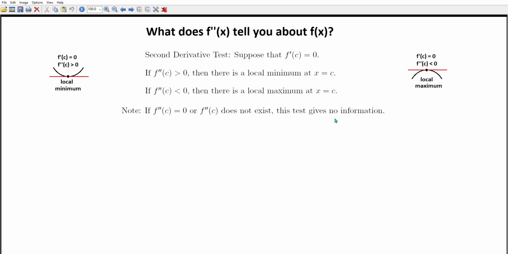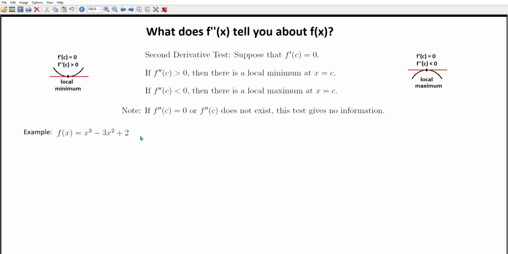Now, an important point: if the second derivative is 0, or the second derivative doesn't exist, this test gives no information. So what we mean by no information is you have no idea what is going on there. It's not that you can conclude there isn't a max or a min, it's that you don't know anything. So you will have to go back to use the first derivative test, which may be computationally more complicated, but will always give you the answer.